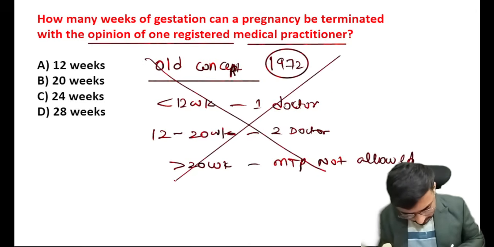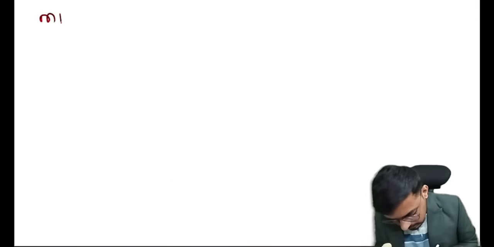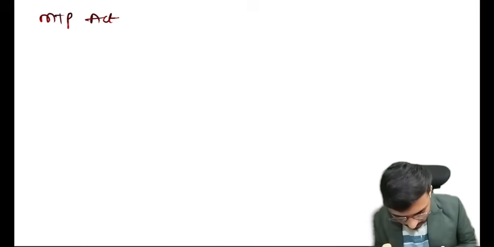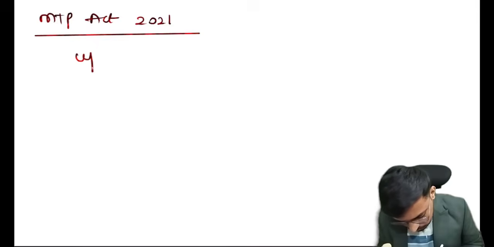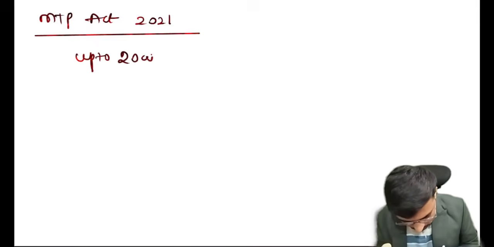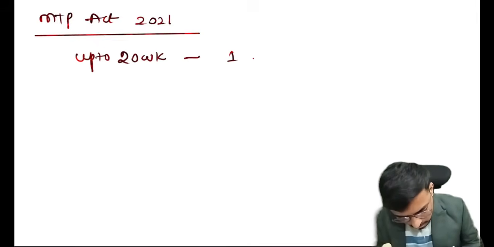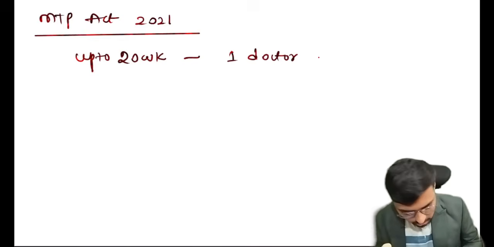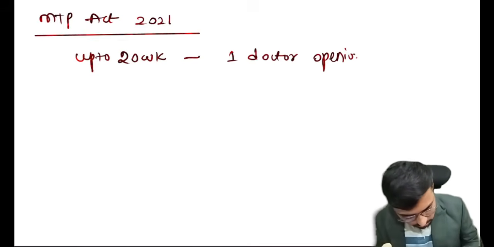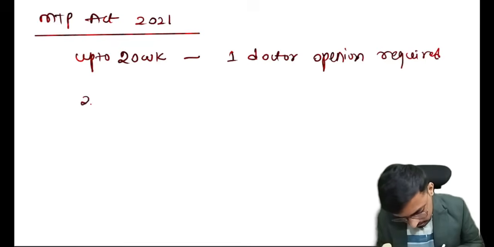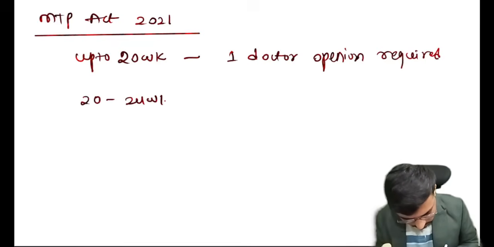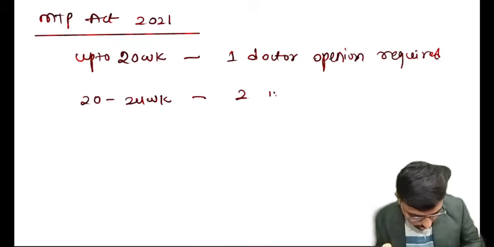Okay, so here are the new important rules of the MTP Act, Medical Termination of Pregnancy Act 2021. According to this, keep in your mind, up to 20 weeks, one doctor's opinion is required, and for 20 to 24 weeks, two doctors' opinion is required.